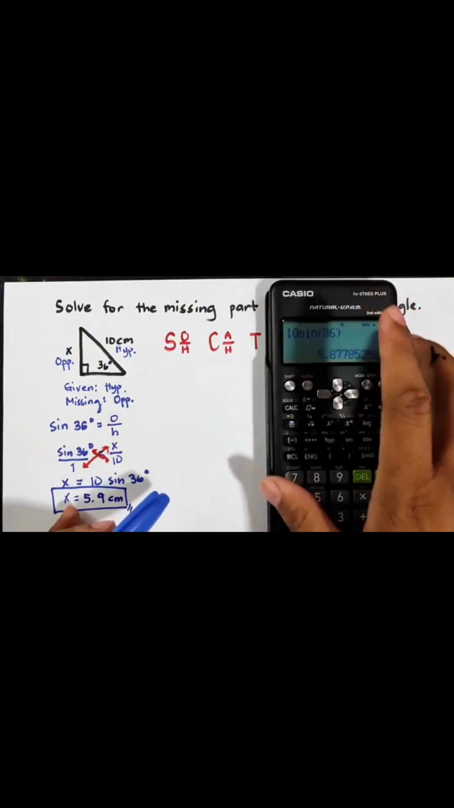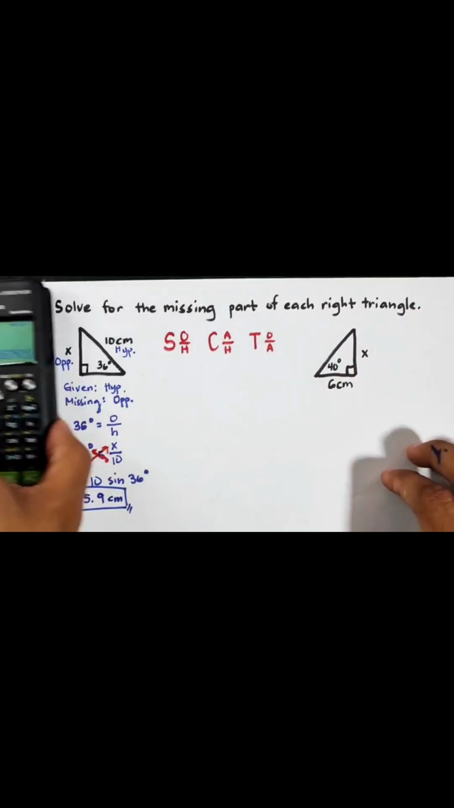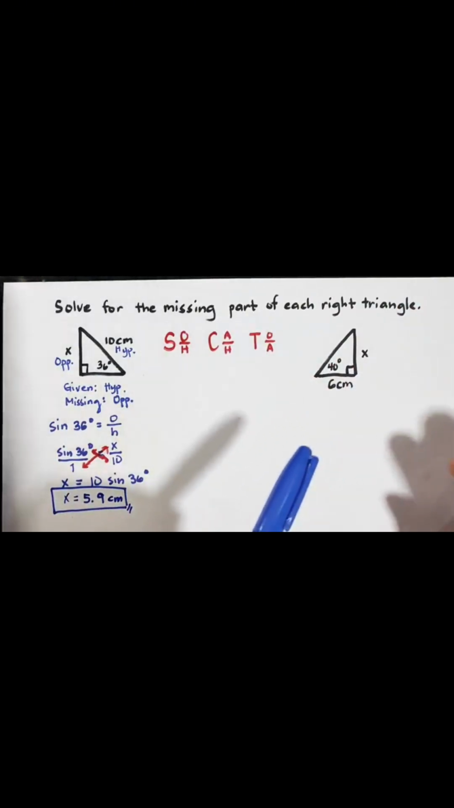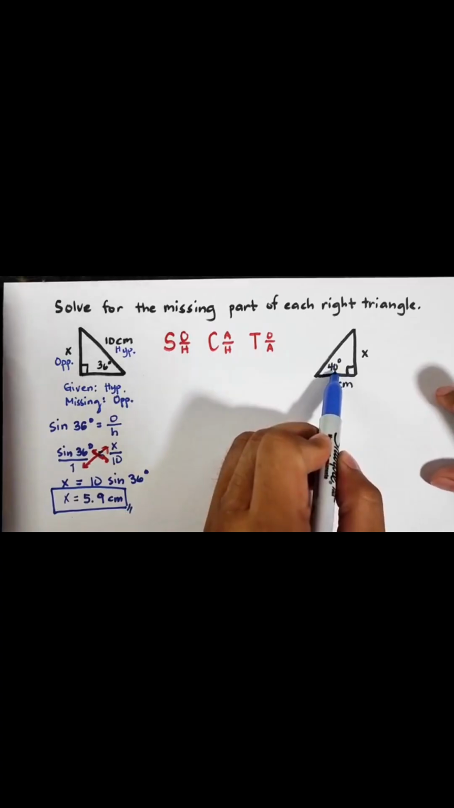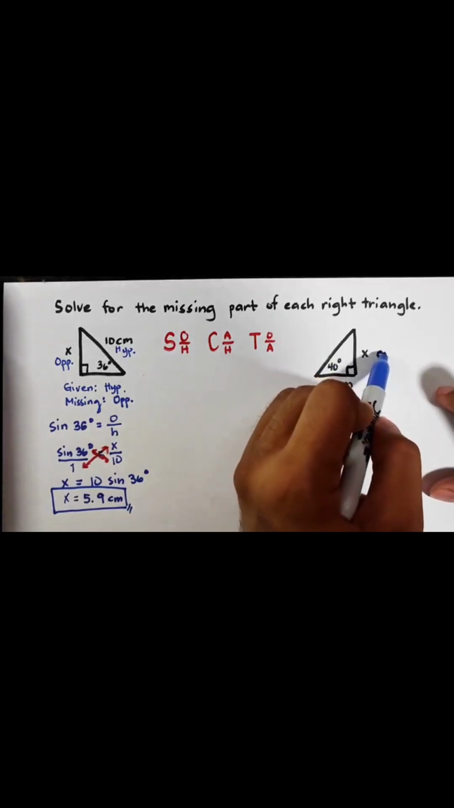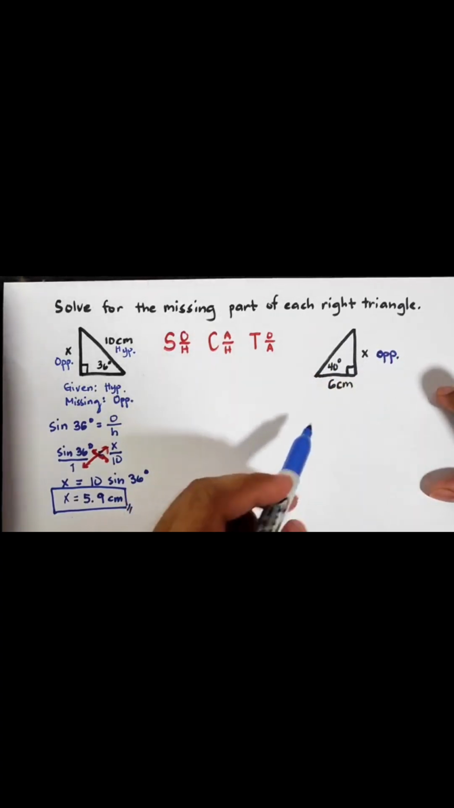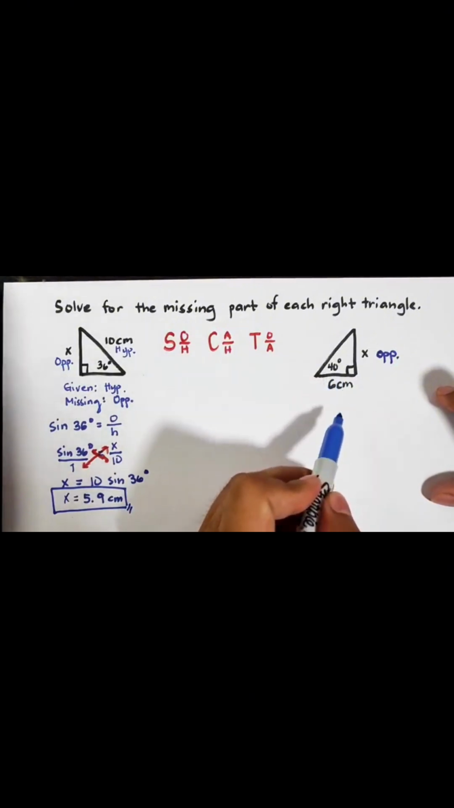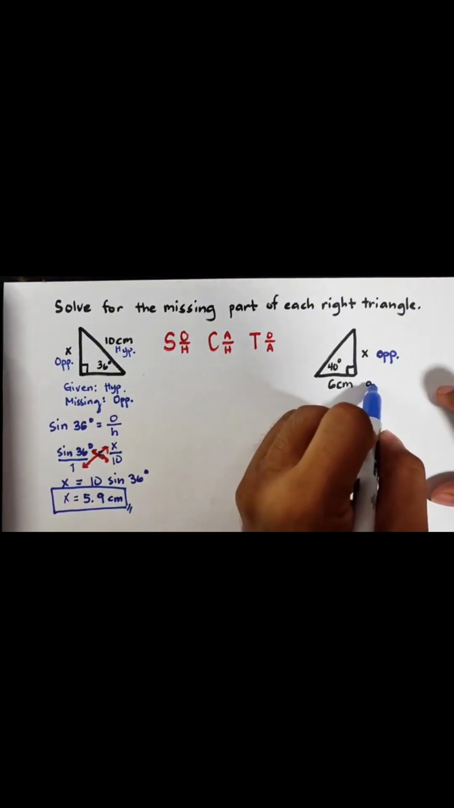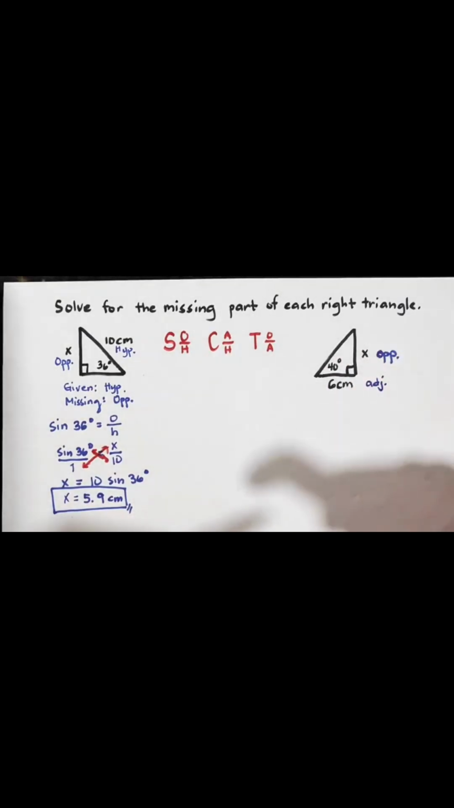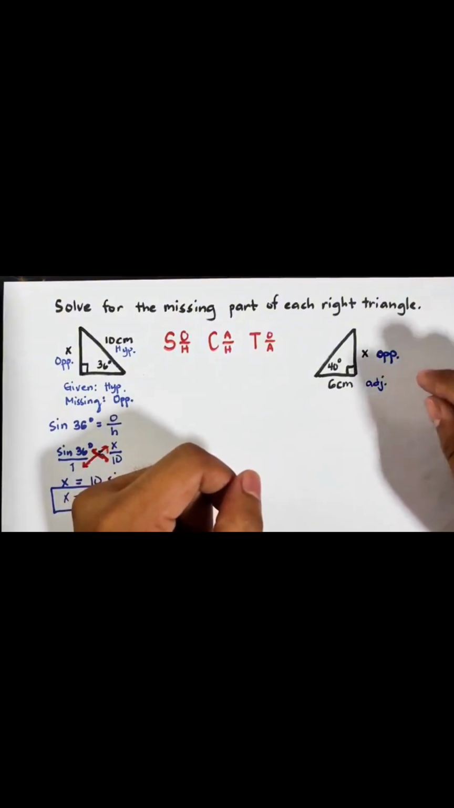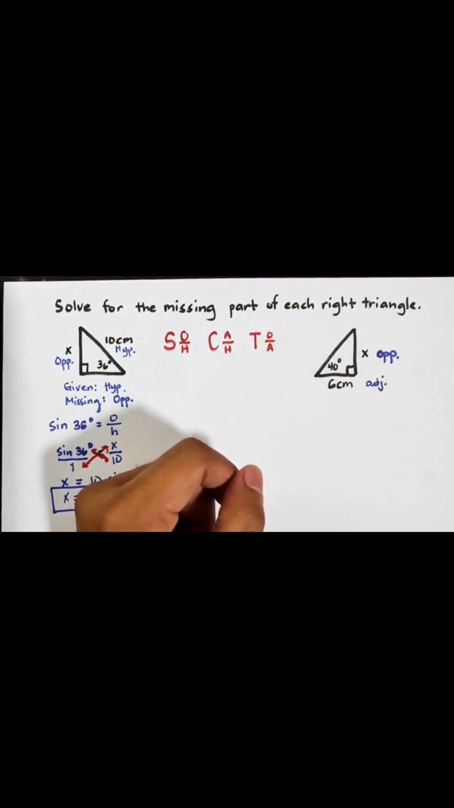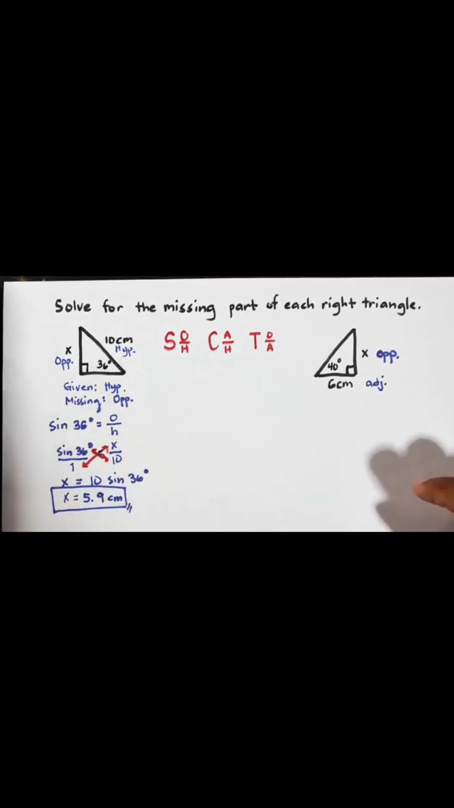Now let's continue with problem number 2. This is your right triangle, this is the missing side, and this is the given side. With respect to your 40-degree angle, this x is the opposite, and this is the adjacent side. So we need to think which ratio has the opposite and adjacent. Okay, very good. We will use TOA.